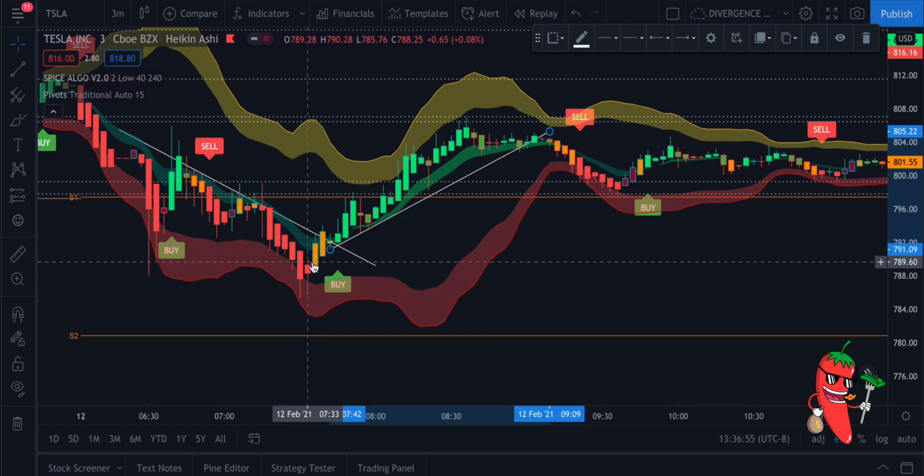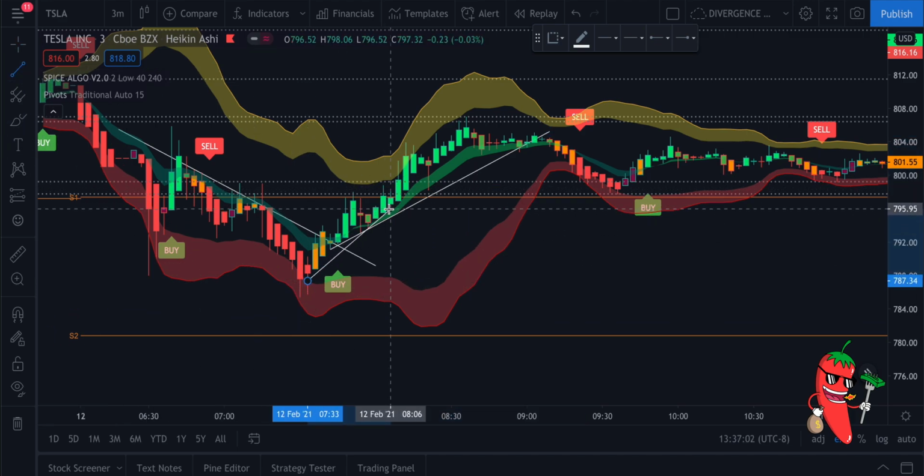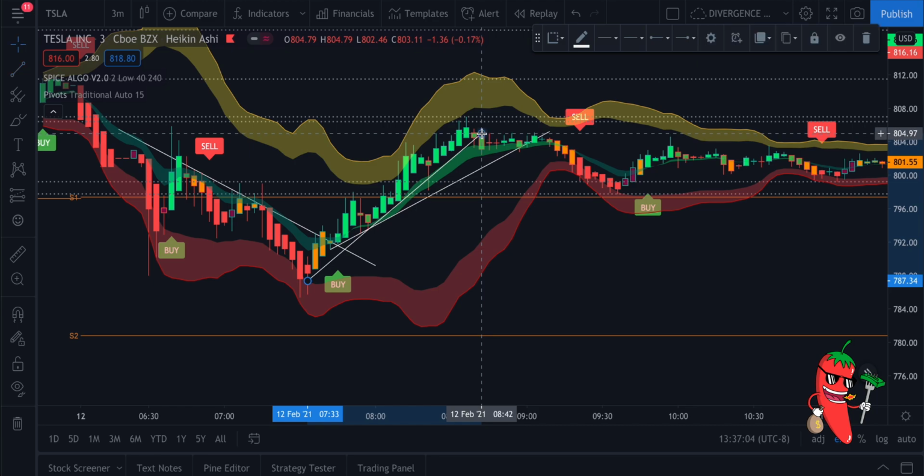Cool. Is there an orange bar that prints? Yes, there is. Buy signal comes in. Cool. This gives me a clear confirmation that the Spice Cloud pretty much rejected the price action. I now have the 9 EMA riding the price action as a support, and now I could test another level.